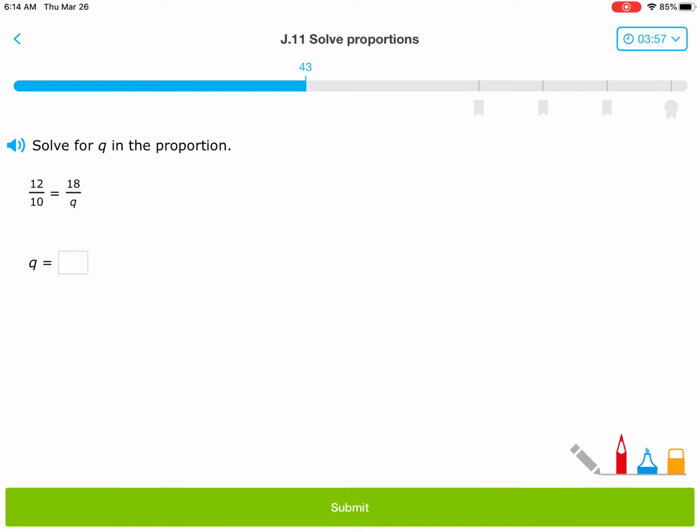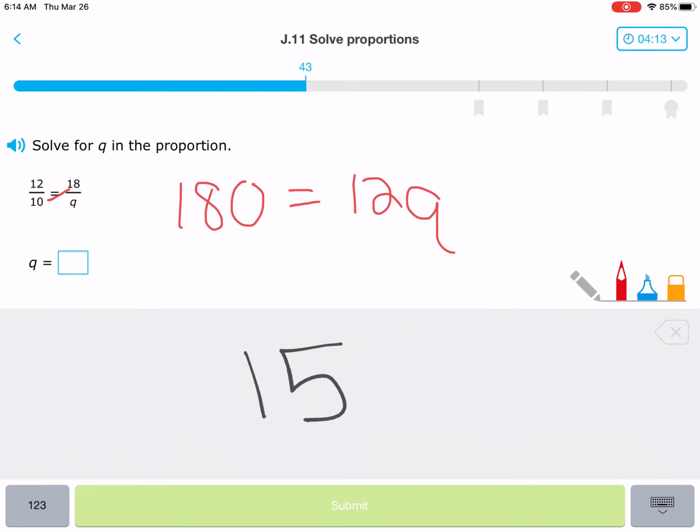Ten times 18 is 180, and then that would be equal to 12 times q. So 180 divided by 12, hopefully that's what you said, is 15.